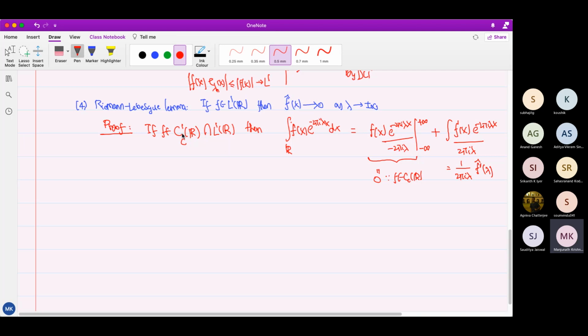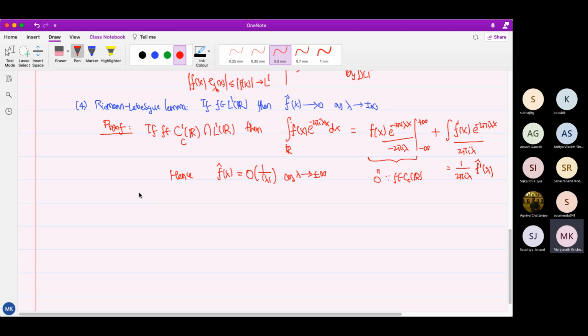f dash will also be compactly supported, so it's an L1 function. Okay, so this is okay. So what this shows is, hence, f hat of lambda vanishes. Well, f hat of lambda is vanishing, at least like big O of 1 over lambda, as lambda goes to plus minus infinity.